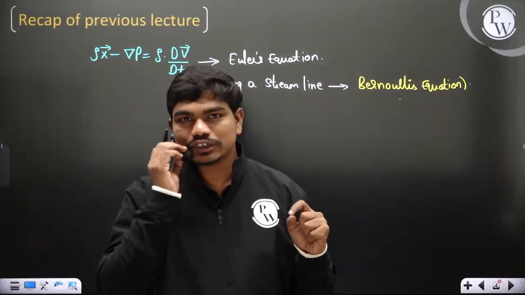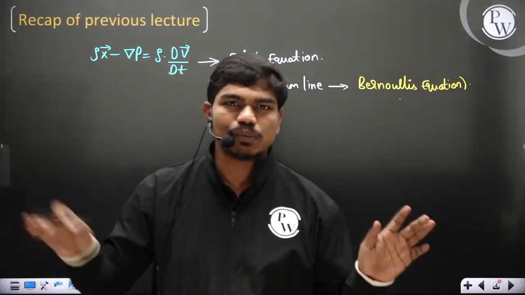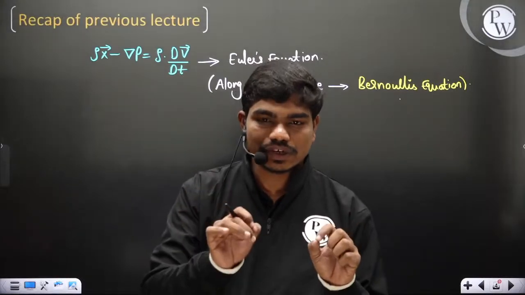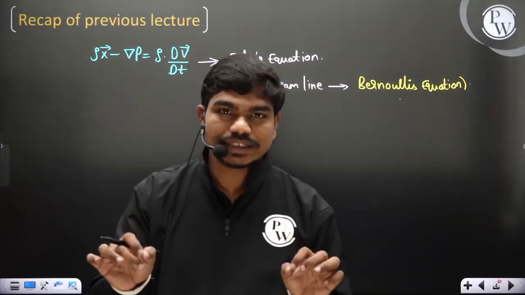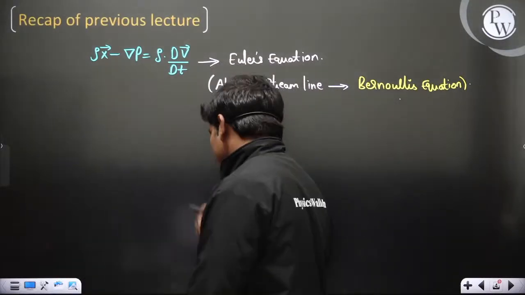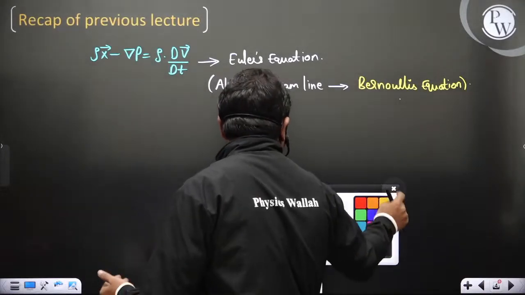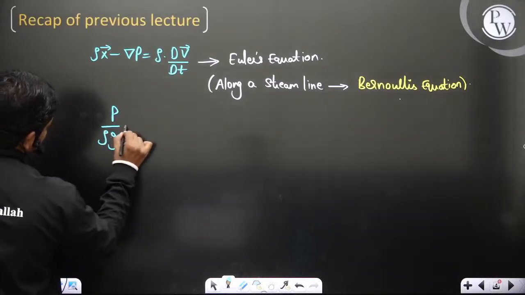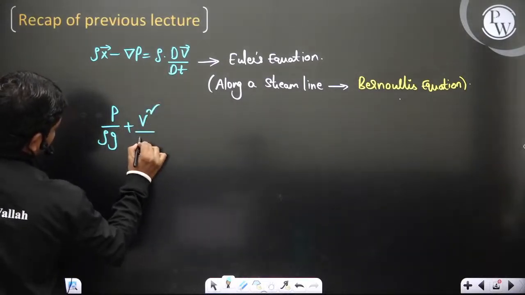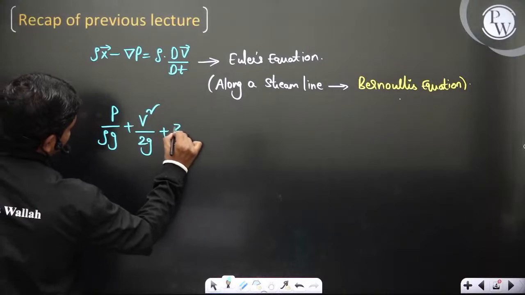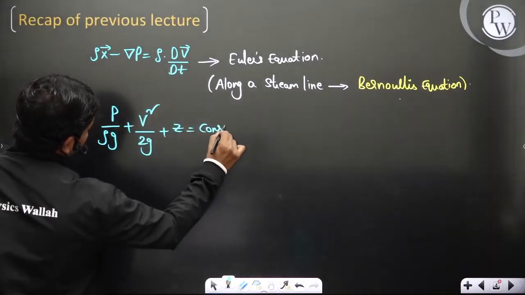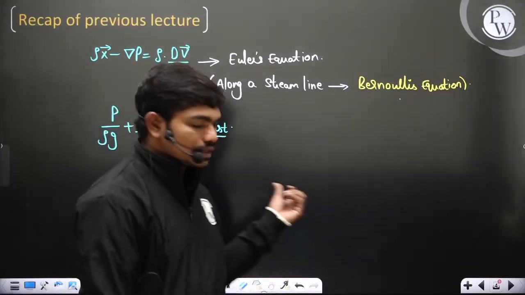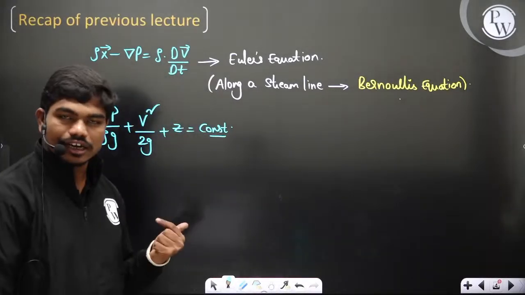If the flow is irrotational, you can apply Bernoulli's equation at any 2 points in the flow. But if the flow is rotational, then you can apply Bernoulli's equation only at 2 points on the same streamline. From here we moved to Bernoulli's equation: p by rho g, the pressure head, plus kinetic head plus potential head, is constant. We have solved 1 or 2 questions based on this Bernoulli's equation in the last class.